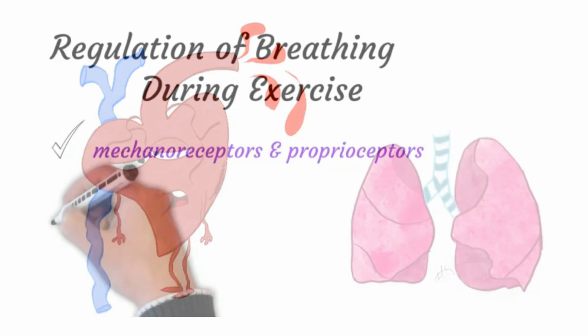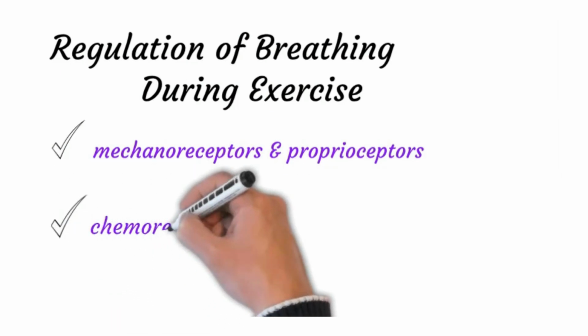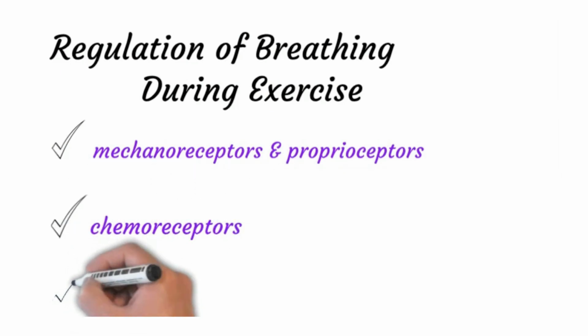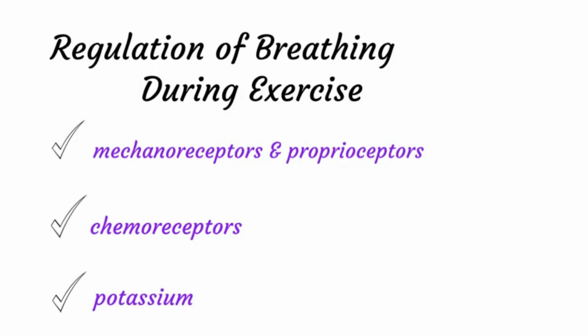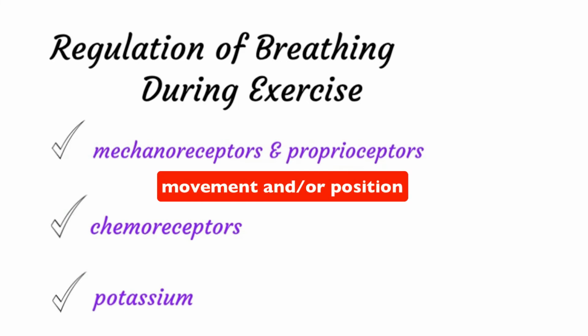Okay, but let's talk more about the lungs. What regulates breathing during exercise? The three things are mechanoreceptors and proprioceptors. Mechanoreceptors and proprioceptors are detecting changes in movement or body position, which will send signals to the respiratory center in the medulla oblongata to increase the rate and depth of respirations.